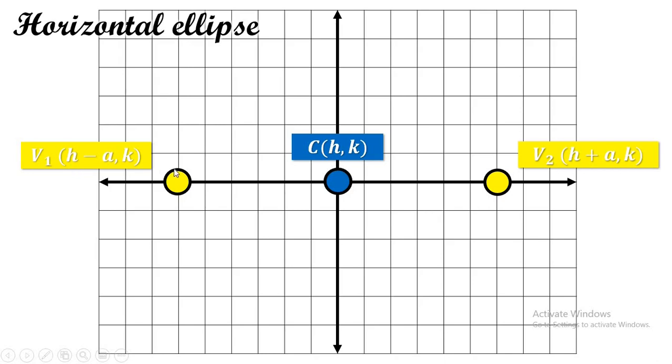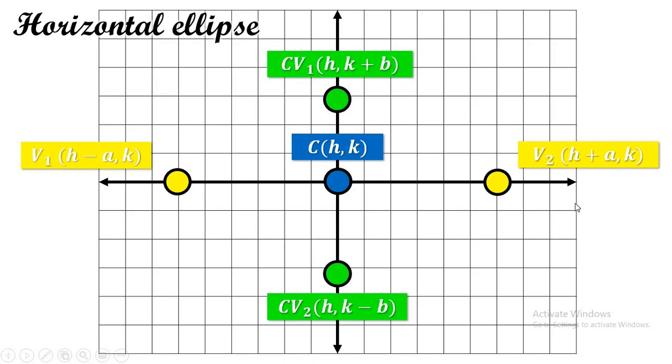Meanwhile, to plot the co-vertices, it will now be the opposite orientation, upward and downward. So the co-vertices will be B units above the center and B units below the center as well. Again, if you do not want to graph the ellipse and you want to identify the coordinates already, then you can use this formula. Take note that this time, we are adding and subtracting to K, which is the y-coordinate, because we moved vertically as well. So if it is a movement above, that will be plus.